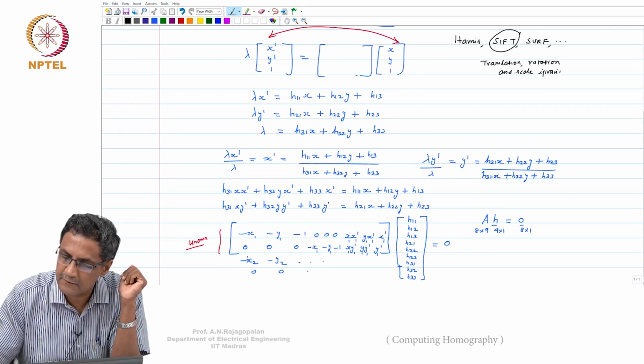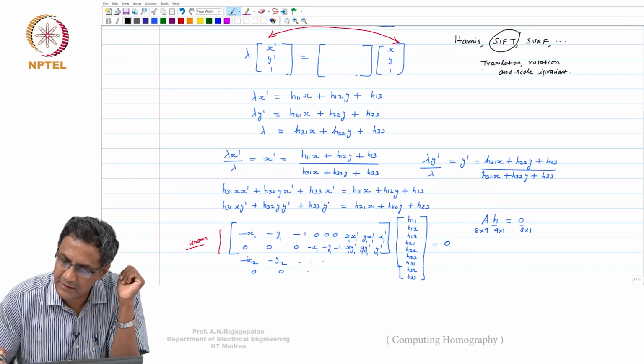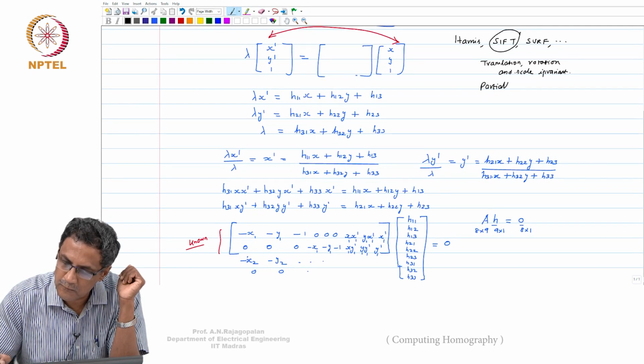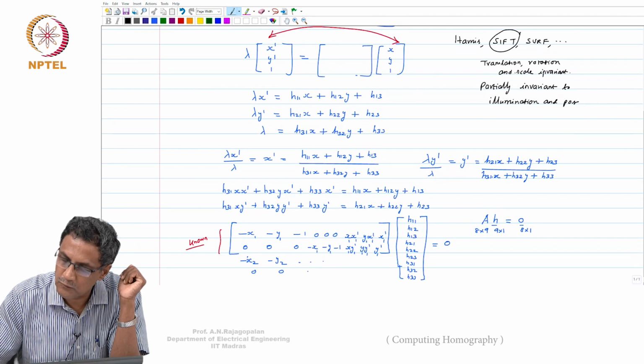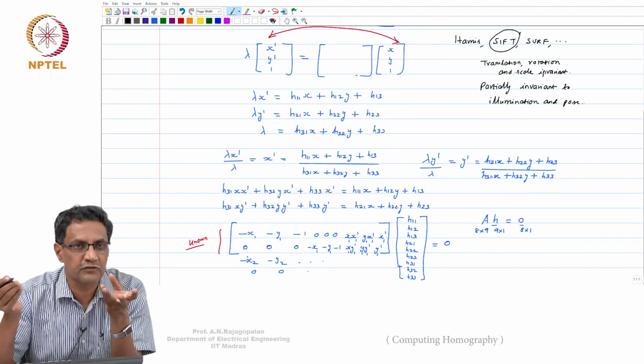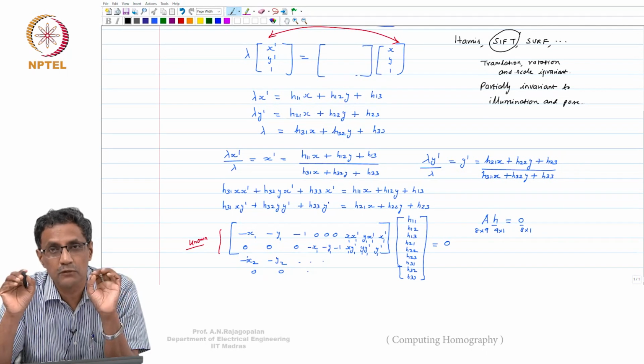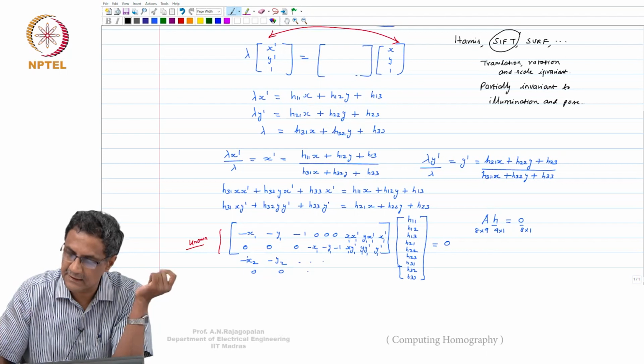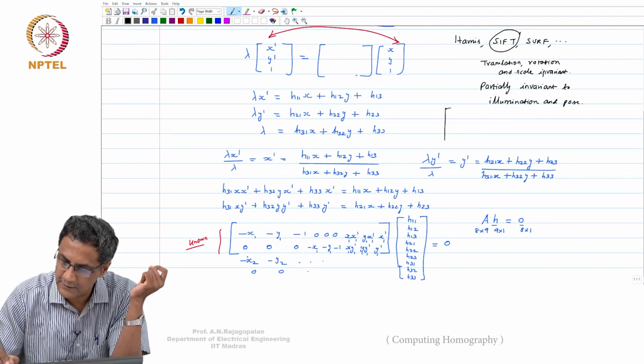And scale invariant, and it's partially invariant to illumination and pose. So what this means is that even if you have a pose change, it will still be able to reasonably identify that it is exactly that point. So it can tell that between these two images that you have.